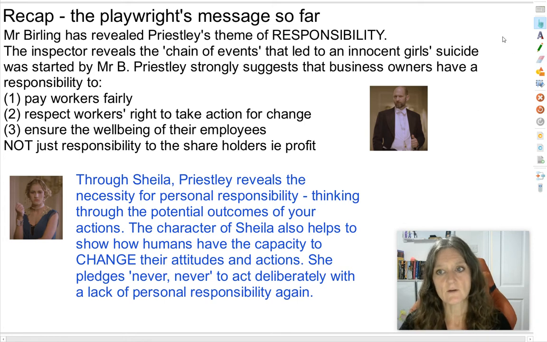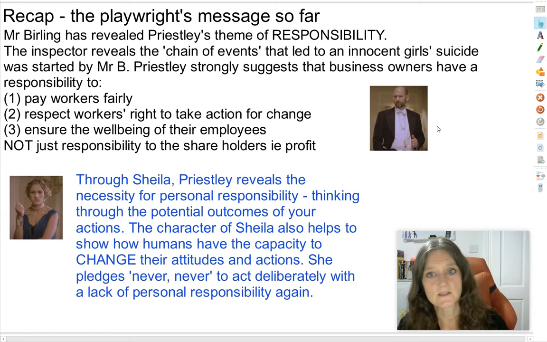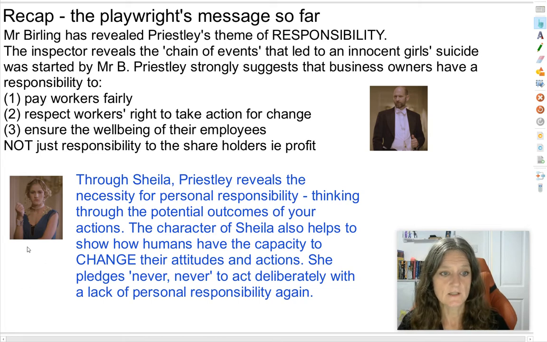We look at these two characters from two different generations, and Sheila takes all the responsibility on her shoulders, whereas her father, Mr. Birling, brushes off his responsibility. What he does as a business owner, he doesn't think has anything to do with the police inspector. So whilst what he does is morally irresponsible, legally it's perfectly legal what he does. Morally, what Sheila did was wrong, and morally she realizes that was wrong.